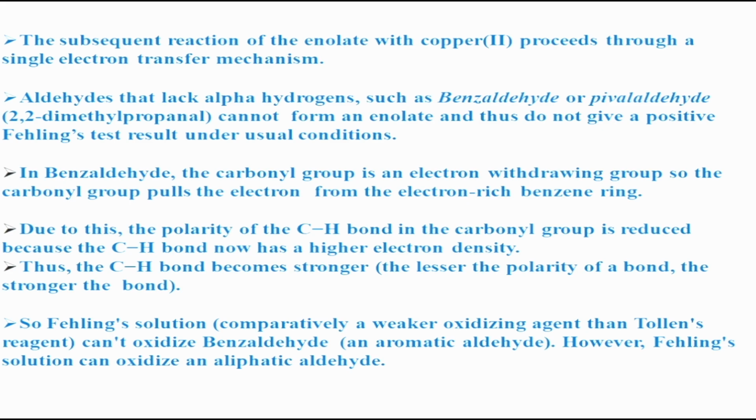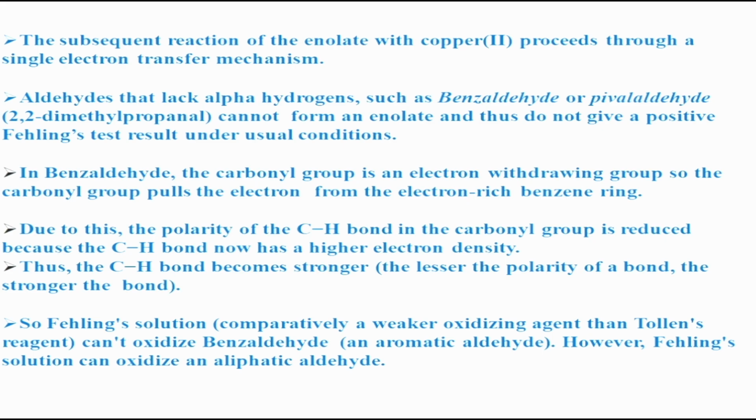Due to this, the polarity of the carbon-hydrogen bond in the carbonyl group is reduced. Thus, the carbon-hydrogen bond has a higher electron density, so it will not react. Therefore, the C-H bond becomes stronger and less polar, and it will not undergo the reaction. Thus, Fehling solution and Tollens reagent, comparatively weak oxidizing agents, cannot oxidize benzaldehyde and aromatic aldehydes. However, Fehling solution can oxidize aliphatic aldehydes.